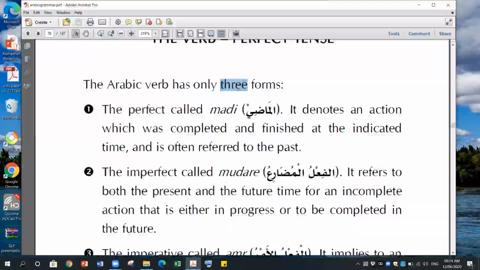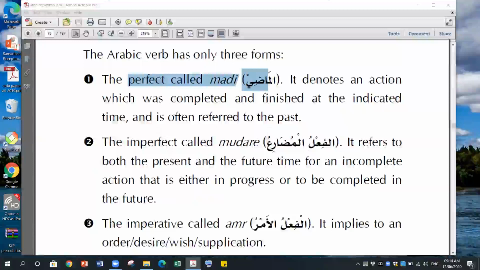The perfect, called madi, fi'lul madi, denotes an action which was completed and finished. The second they name imperfect because it is not completed, even if it is in the present or in the future. So they name it that.